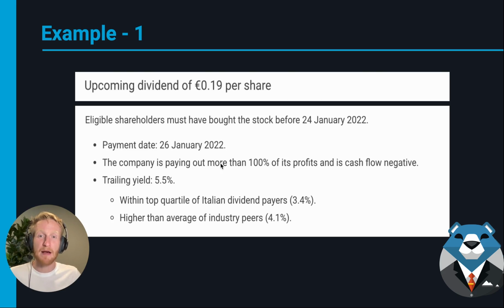The company is paying out more than 100% of its profits and is cash flow negative. Okay, that's quite concerning, and I'll show you how we can do some more research into that. The trailing yield is 5.5%, and compared to the top quartile of dividend payers, that's higher, right? Because they're paying 3.4%, and it's also higher than the average of its industry peers, who pay out about 4.1%. So this tells us, okay, the yield's really good, but there could be some issues with the affordability of it. So let's go have a look.